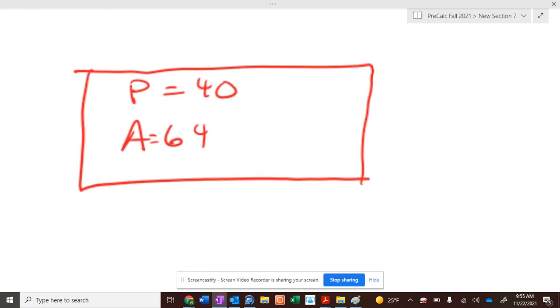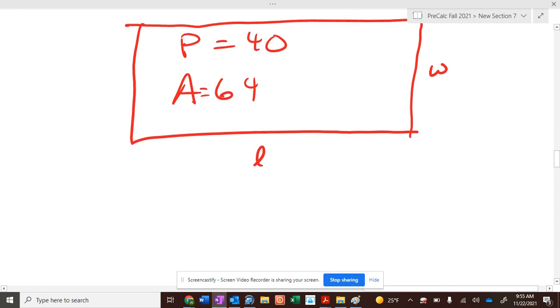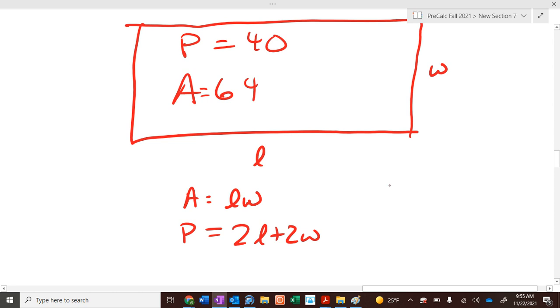All right. So looking at this, you have a length and a width. Area equals length times width. Perimeter equals 2 length plus 2 width. So 64 equals LW. I can get W alone. What does W equal?